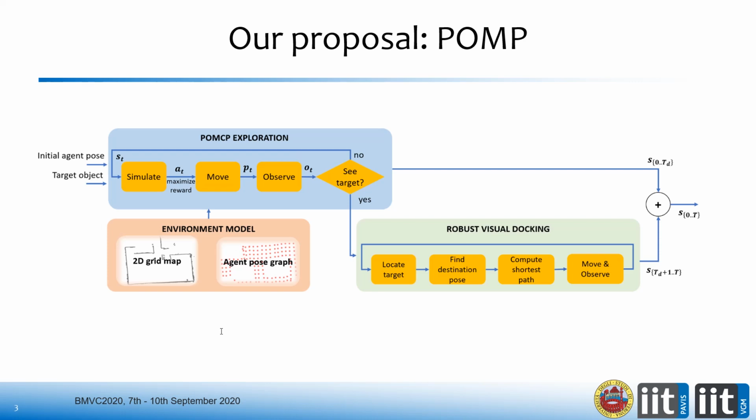The method is then based on two main steps, POMP exploration and robust visual docking. During the exploration phase, the robot moves around the environment, maximizing the probability to observe the target object. Once the target object is detected, the agent will plan the shortest path to reach it by means of a Dijkstra algorithm. To be more robust, the object location will be updated after every move.